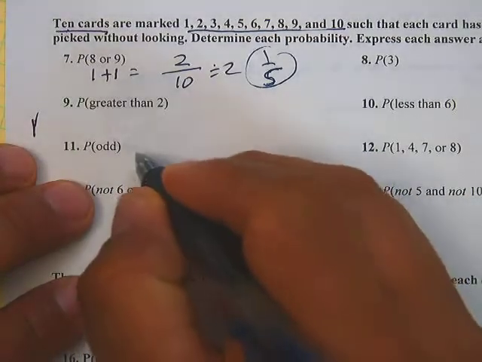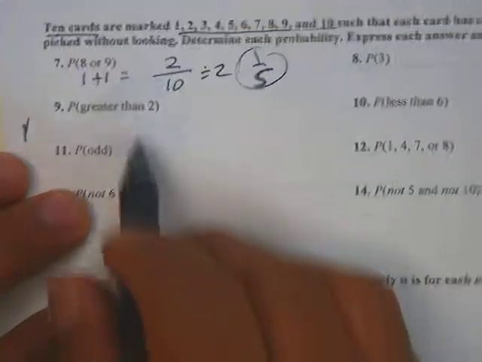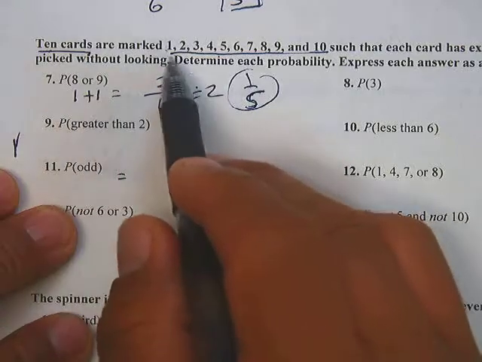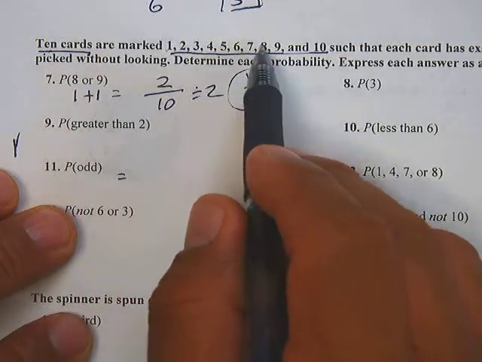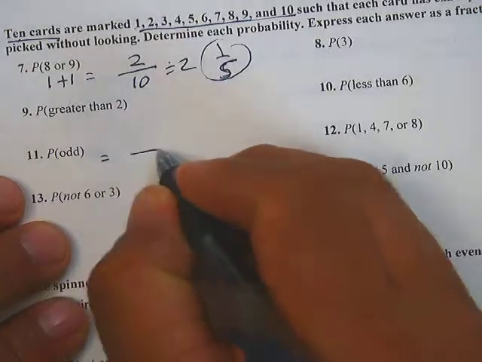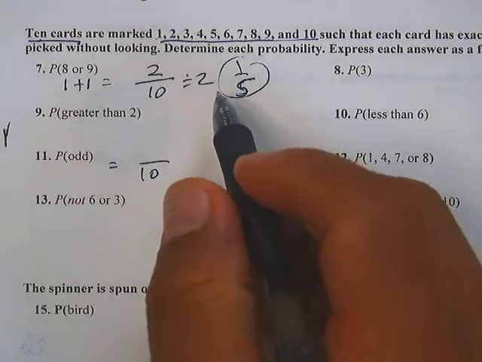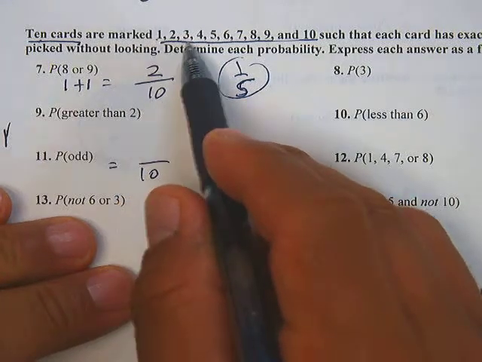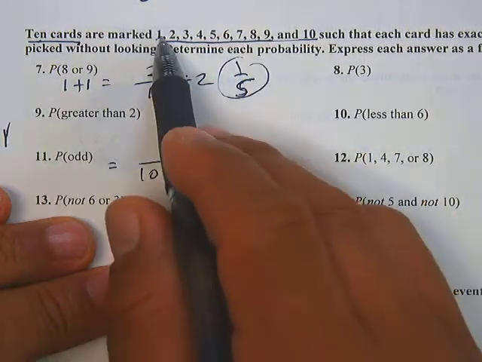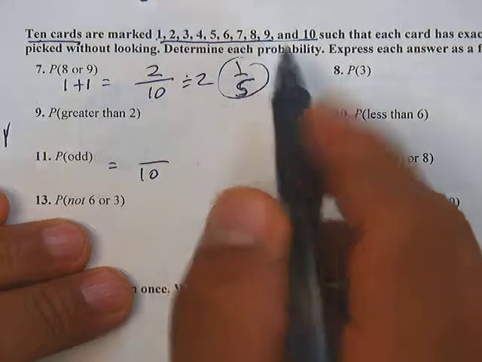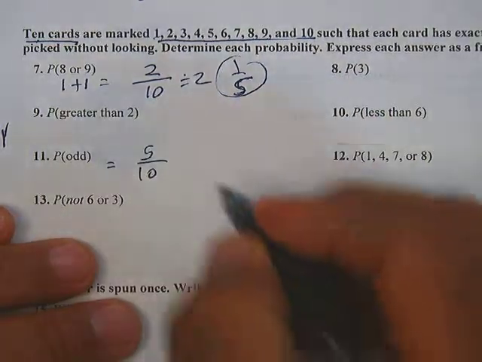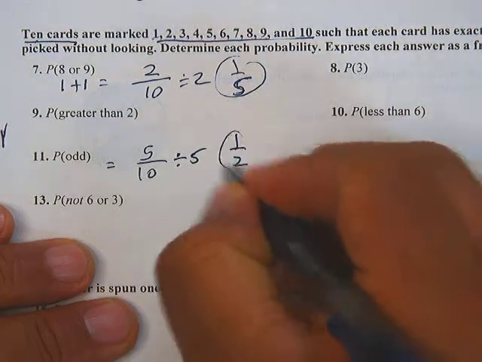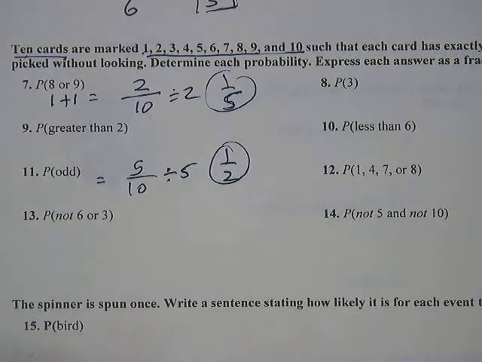Let's try another one. What is the probability of getting an odd? Well, again, how many total cards? You can either count them or it's something that tells you 10. I can count them also. 1, 2, 3, 4, 5, 6, 7, 8, 9, 10. There's 10 cards. So 10 total. How many are odds? Well, odds are the ones that don't have pairs. Like 1, 3, 5, 7, 9. So I have 1, 2, 3, 4, 5. 5 are odds. And I can simplify this by 5, so I get 1/2.